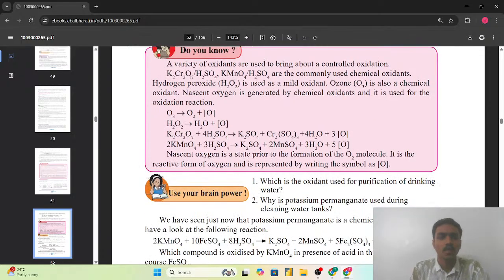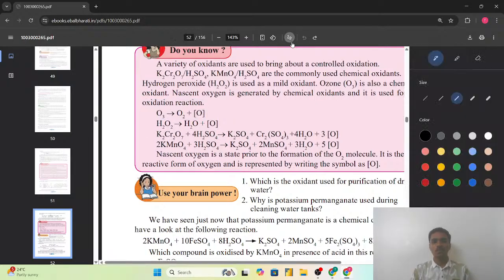तो चलिए आगे देखते हैं। Do you know a variety of oxidants are used to bring about a controlled oxidation? K2Cr2O7 in the presence of H2SO4, KMnO4 in the presence of H2SO4 are the commonly used chemical oxidants. So these are some of the variety of the oxidants which are available. Hydrogen peroxide H2O2 is used as a mild oxidant. Ozone O3 is a chemical oxidant. Nascent oxygen is generated by chemical oxidants and it is used for the oxidation reaction. Here, that is the only part which I am talking about, that is of the nascent oxygen.